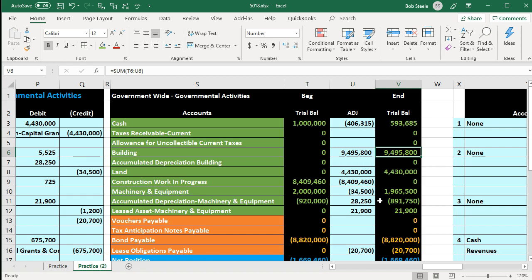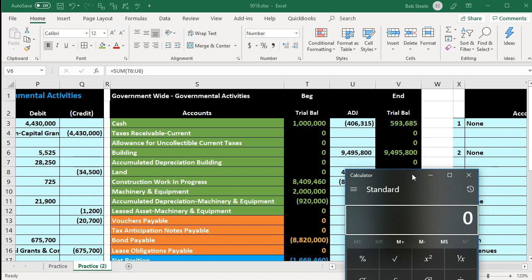Straight line method, we're going to say for a half year. So we're going to have half year straight line method. And so we'll say that would be calculated as the 9,495,800 divided by 30 years, was how many years? And then we're going to take that and divide it by 2. So that's going to be the amount that we are going to record for depreciation.